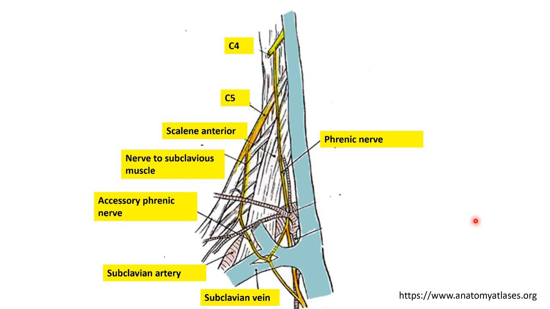Rather than descending behind the subclavian vein, the phrenic nerve may also pass anterior to it. The phrenic nerve may receive branches from the cervical or brachial plexus or arise entirely from the brachial plexus. Cranial nerves 11 and 12 may also contribute branches. An accessory phrenic nerve may arise from roots of C5 and C6 or from the nerve to the subclavius muscle. This variation is present in about 75% of cadavers.